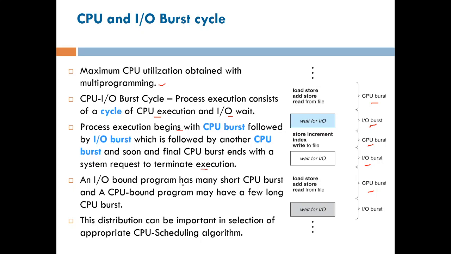An IO-bound program has many short CPU bursts. So whenever the program is related to IO activities, the CPU burst is short. Whenever the programs are CPU bound, then a long CPU burst might be there. So this distribution can be important while selecting the appropriate CPU scheduling algorithm.